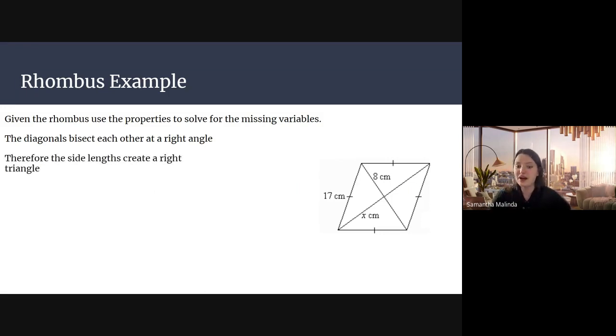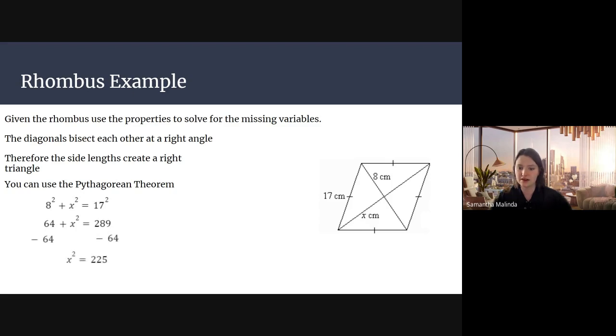And we know a great equation that helps us with a right triangle with a missing side, and that is the Pythagorean theorem. So we can make 8 squared plus x squared equals 17 squared. We simplify those squares, subtract the 64, we get x squared equals 225, and when we square root both sides, we get 15. And again, we're just doing positive 15 because negative 15 does not make sense.